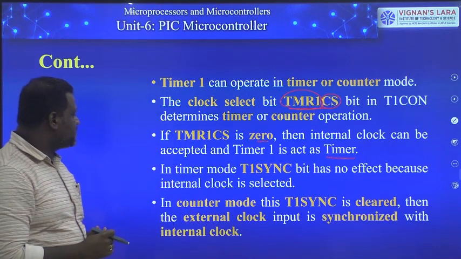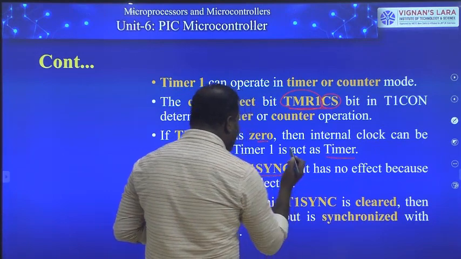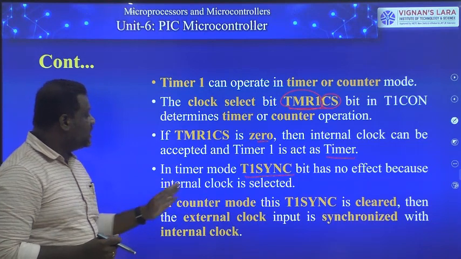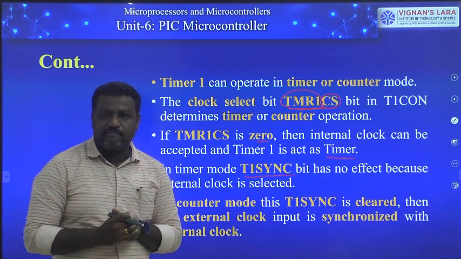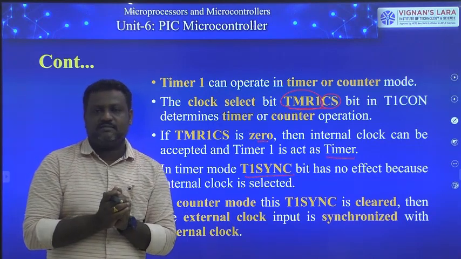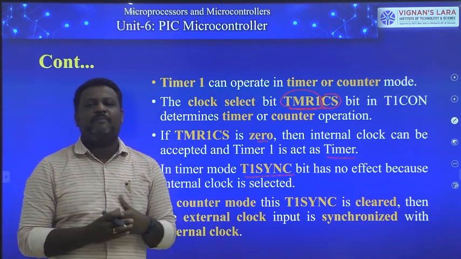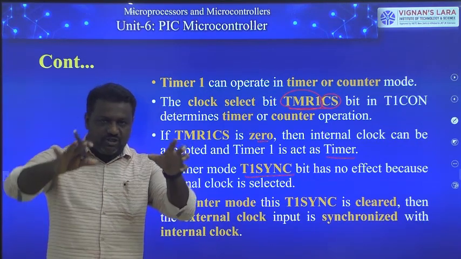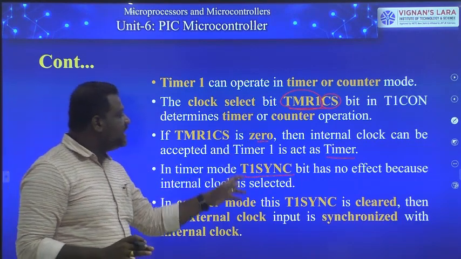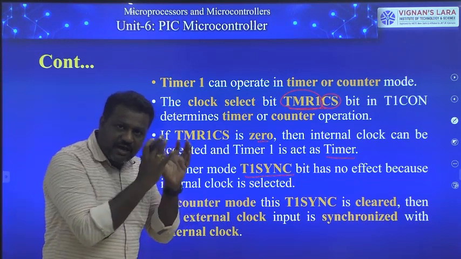You remember, friends, in timer mode, the T1SYNC bit, that means the timer 1 sync bit, has no effect because the internal clock is selected. The important thing is that we have to synchronize the clock pulses received from the external world with respect to the internal operation of the timer. Whenever your circuit acts as a timer, there is no need of synchronization. That's why the T1 synchronization bit has no effect, because we are receiving the clock signal from the internal oscillator circuit.